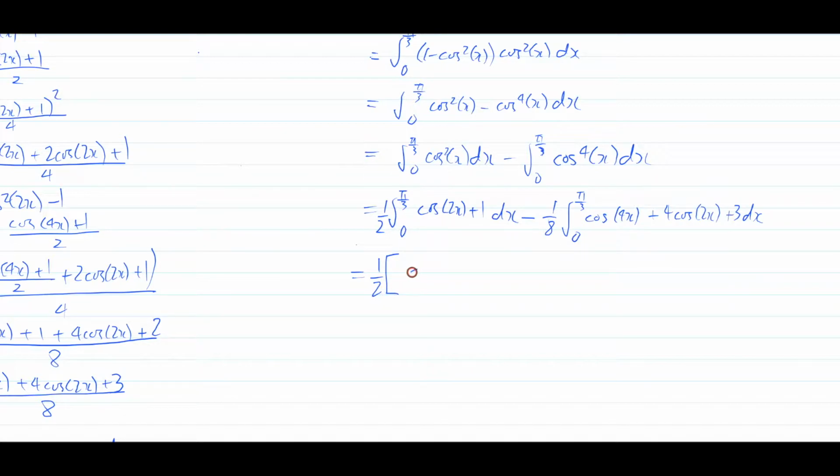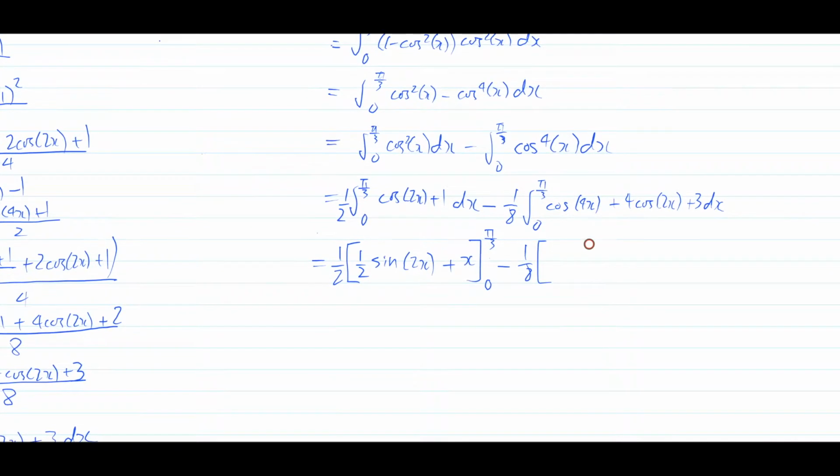Positive cos, we get positive sine. So positive sine 2x, I derive the function inside, which gives me 2, and I divide it, and then the 1 right here becomes an x, and then we just have to sub in pi on 3 and 0. Okay, same thing on your other term. So cos 4x becomes a sine 4x positive, because if you derive positive sine, you do get positive cos. And just make sure, bring the 1 and 4 out.